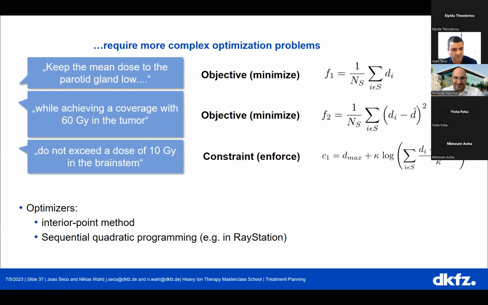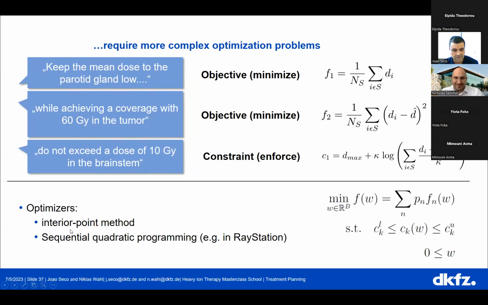What about the option of not exceeding 10 gray? So the dose cannot be higher than 10 gray into the brainstem. In that case, you use a cost function that looks something like this. You have D max, and a function here that forces the dose to be below that maximum dose. So these are different examples of how you convert a request from the clinician, in light blue, into a mathematical function.